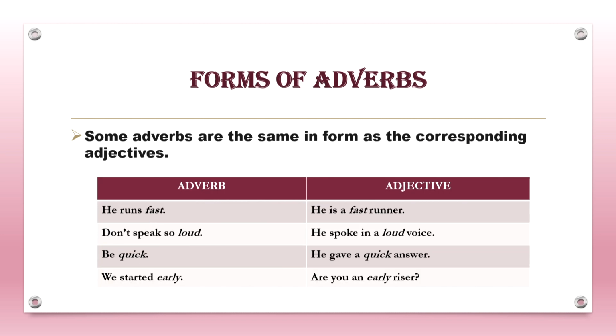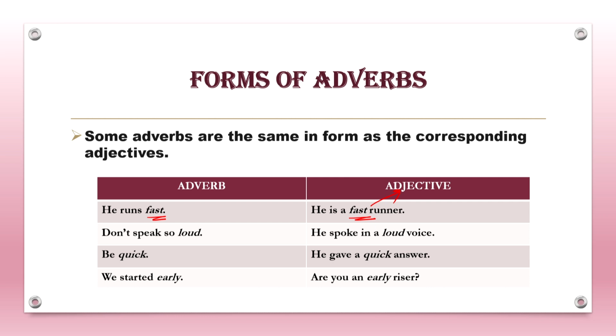Now, moving on, our next topic is forms of adverbs. Some adverbs are the same in form as the corresponding adjectives, that is, some words are used sometimes as adjectives and sometimes as adverbs. So, here are a few examples for you to understand better. For example, he runs fast. So, fast here is an adverb. Similarly, in the next sentence, he is a fast runner. So, here fast is acting like an adjective.